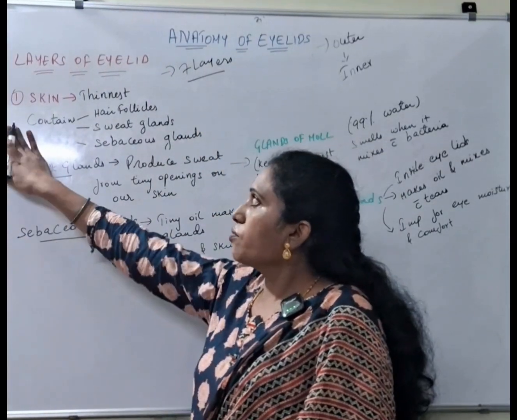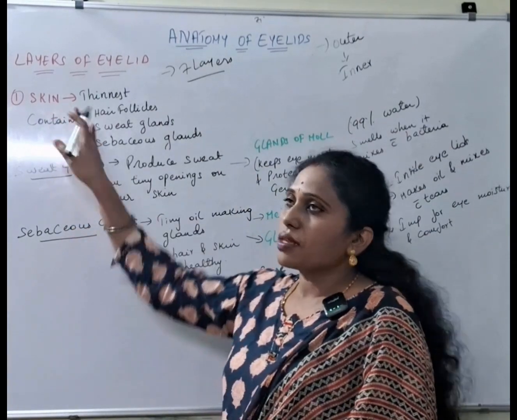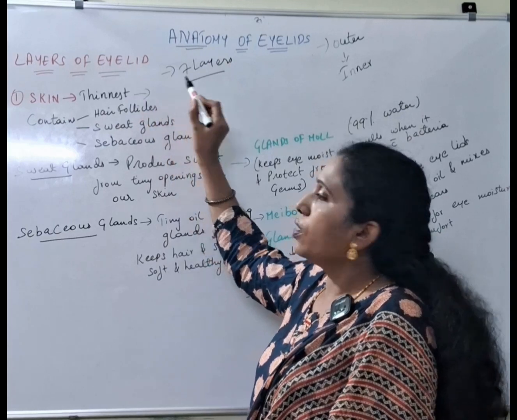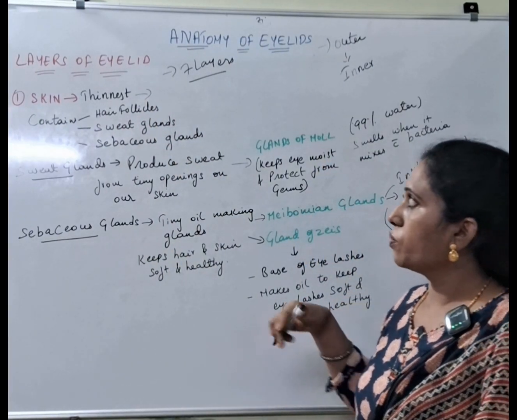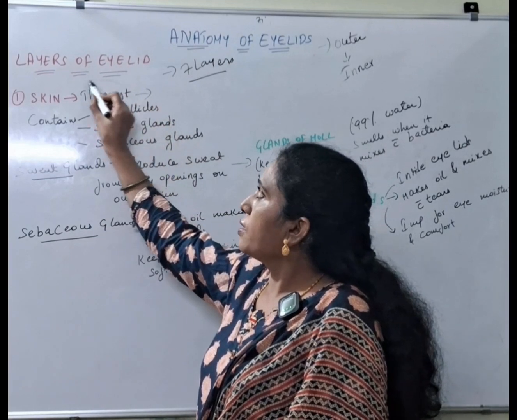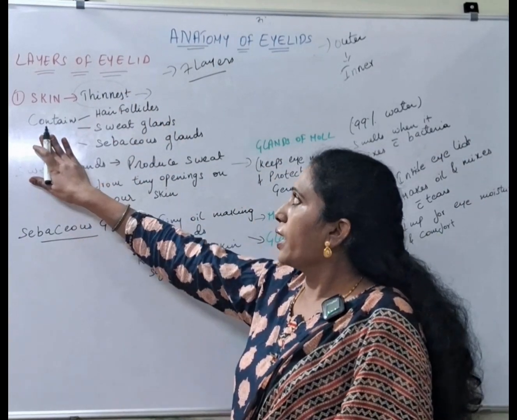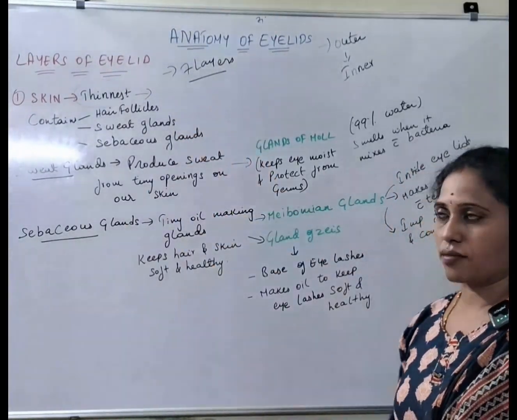So the very first layer is skin. The skin we have on the eyelids is the thinnest all over the body. Compared to the skin present elsewhere on the body, this is the thinnest skin. And it contains the hair follicles, sweat glands as well as the sebaceous glands.